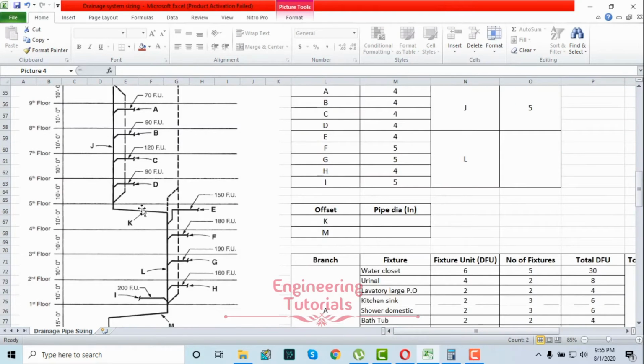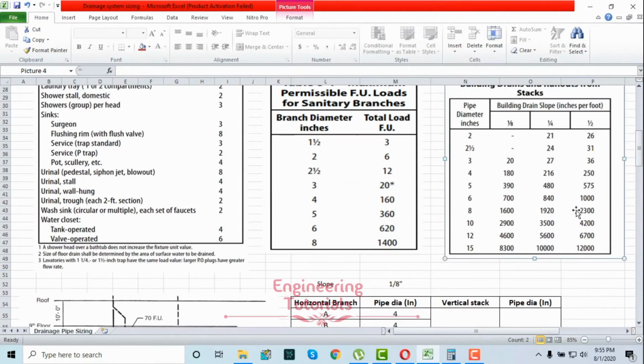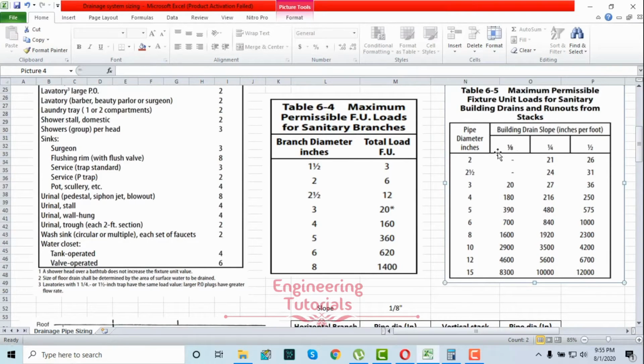So how many fixture units do we have here? Same as A, B, C, D. You need to sum up all these branches, that is 370 fixture units over here. So 370 fixture units with 1/8 inch slope is in between 180 and 390. We'll go for the higher value, 390. So for 390 with 1/8 inch slope, you will find a 5-inch pipe diameter.